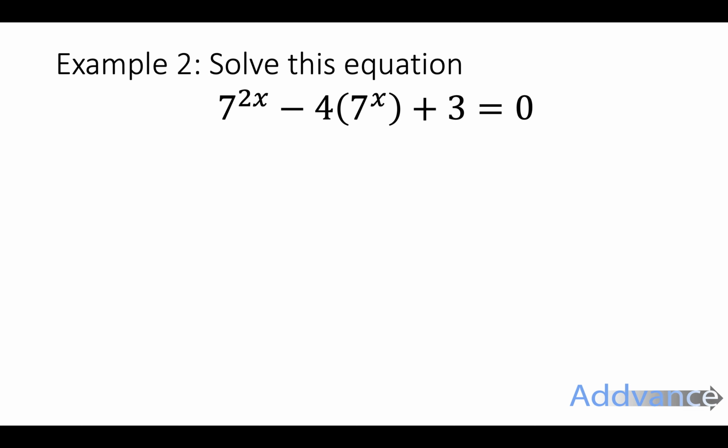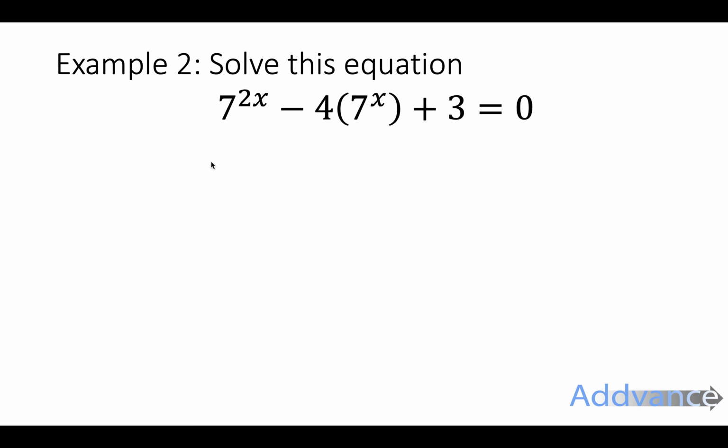Next question, we've got 7 to the power 2x minus 4 times 7 to the power x plus 3 is equal to 0. Well, this is a hidden quadratic equation, and if you look really hard, you'll see that 7 to the power x, squared, is the same as 7 to the power 2x. 7 to the power x times 7 to the power x is 7 to the power 2x. So this is actually kind of like a quadratic.